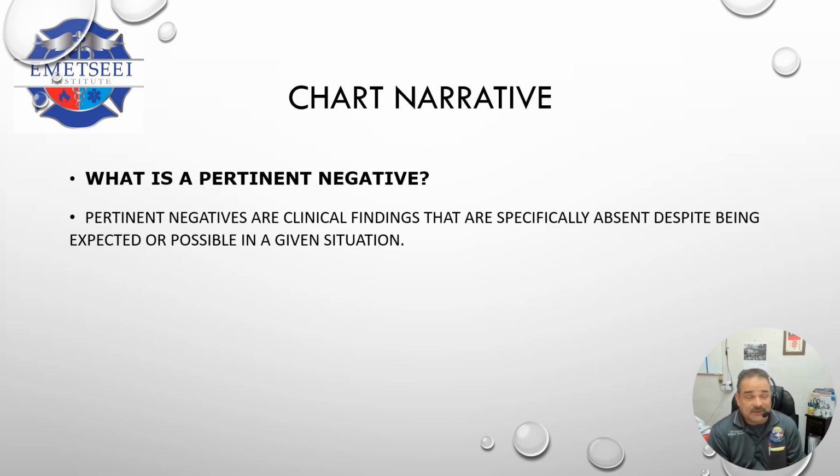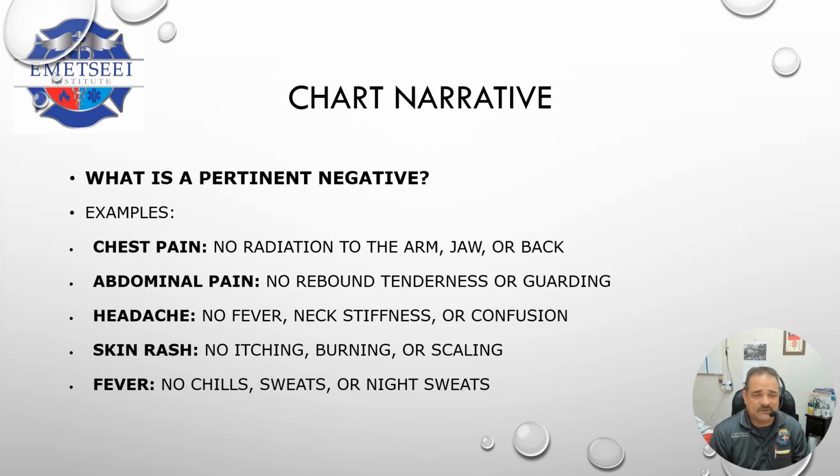What is a pertinent negative? Hey, pretty easy. Pertinent negatives are clinical findings that specifically are absent, despite the chief complaint saying that, hey, it should be causing this problem. Okay, here are some examples. So for instance, if you have chest pain, a pertinent negative would be they don't have any radiation down in the arm or in the jaw, in the back, that kind of thing. With abdominal pain, they have no rebound tenderness, no guarding, no nausea, no vomiting. It's just diffuse pain, that kind of thing. Headache, no fever, no neck stiffness or confusion. Those are your pertinent negatives for that.